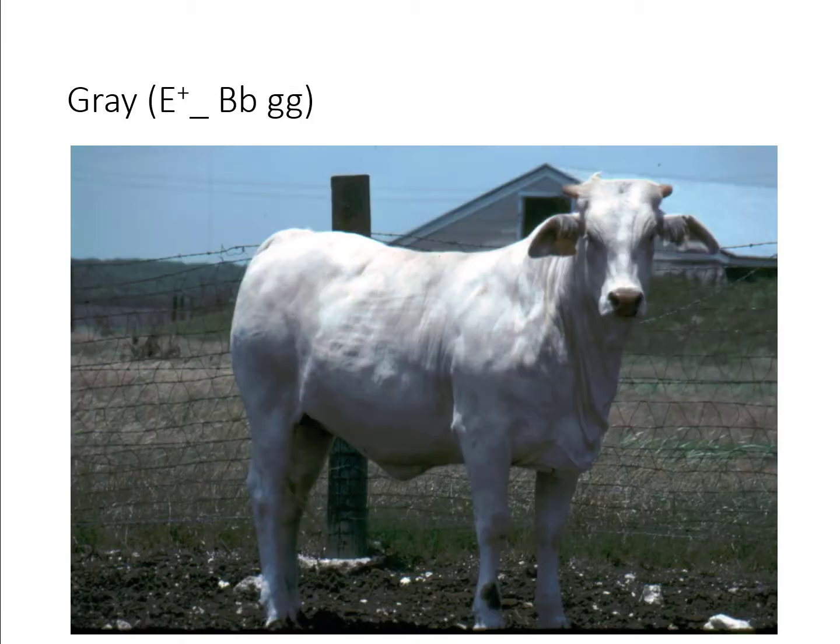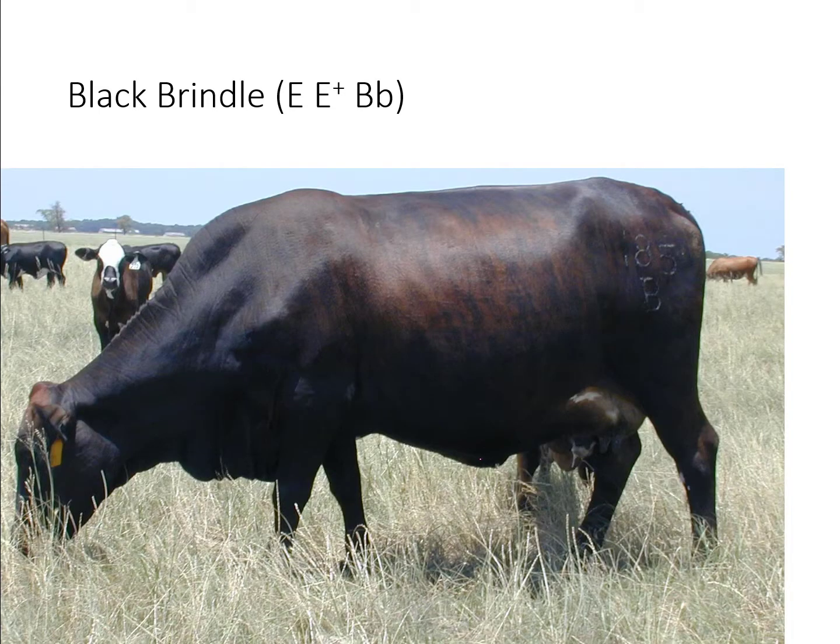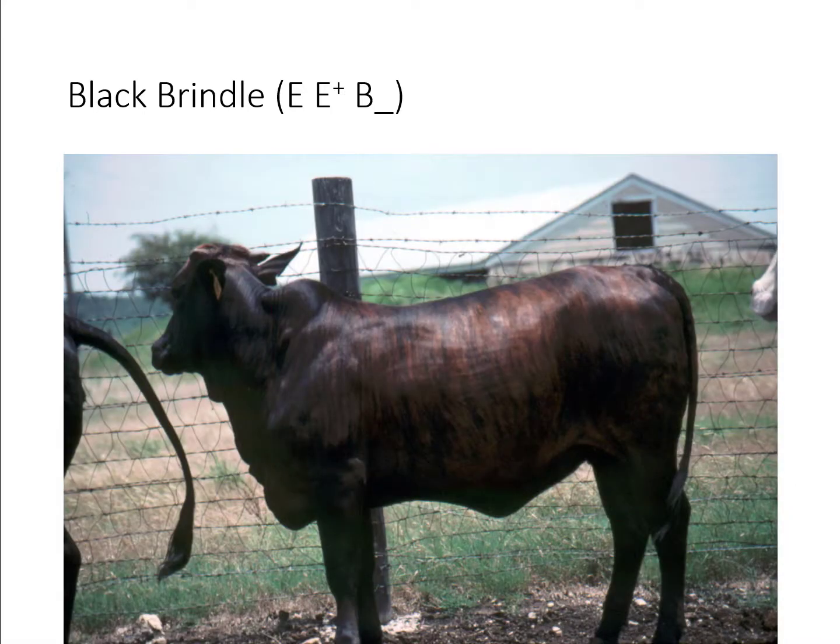And then here we have another gray base color. We can also get black brindles. You'll not be asked about black brindles in this class. That's when we have E with an E plus. And here again we have a black brindle and another black brindle. The amount of red coming through in the brindle varies animal to animal.